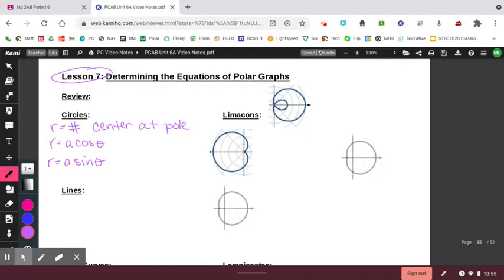If r is equal to a cosine theta, then it's symmetric about the polar axis. If a is positive, the circle goes to the right. And if it starts with a negative, then it goes to the left, but it's symmetric over the polar axis. If r equals a sine theta, then it's symmetric over theta equals pi over 2. If it's positive, the circle goes up. And if it's negative, down.